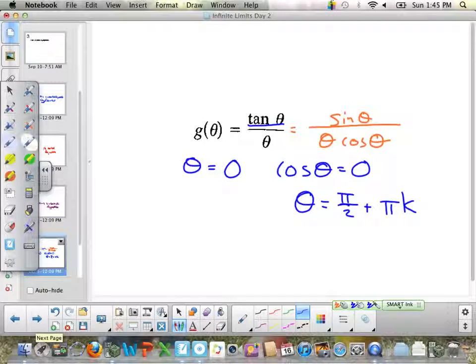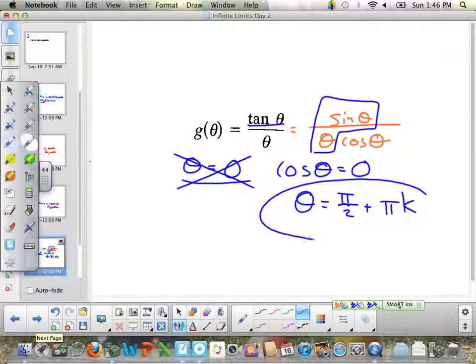Now, we have to make sure they don't make the top 0. Does 0, when I plug it into the top, make it 0? Well, yes it does. And if you remember, the limit of that is equal to 1. So 0 is not an asymptote. But the rest of them are.